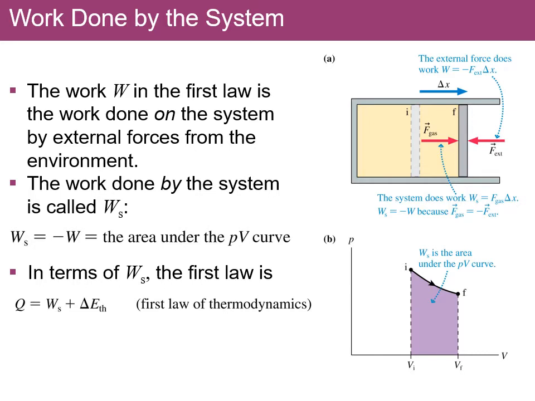Recall that the work W in our first law is the work done on the system by forces due to the environment. We will say that the work done by the system is W sub S, which is the negative of the work done on the system. This is also the area under the PV curve. We could rewrite our first law as Q equals W sub S plus delta E internal.